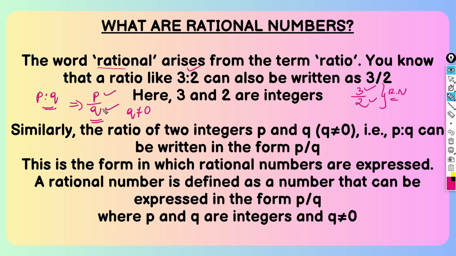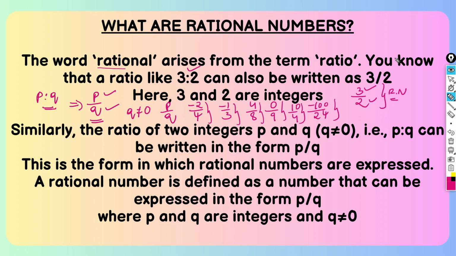P and Q should be integers. That means they can be -2 by 4, -1 by 3, 4 by 8, 0 by 9, 10 by 4, -100 by 24. So all these are rational numbers, because according to the definition, these are in the form of P by Q and Q is not equal to 0. Why should Q not be equal to 0?